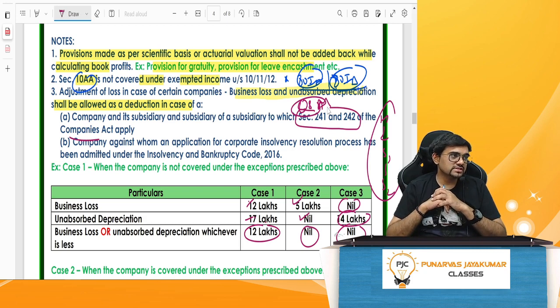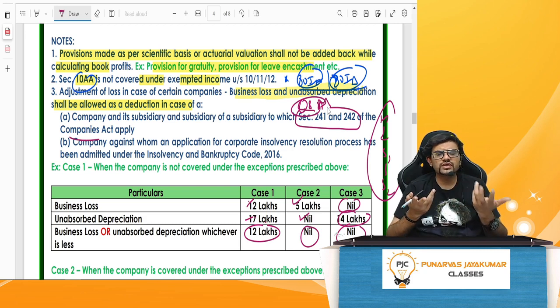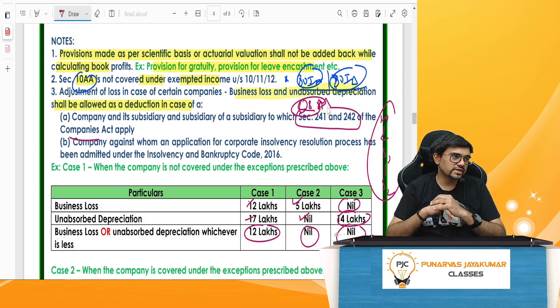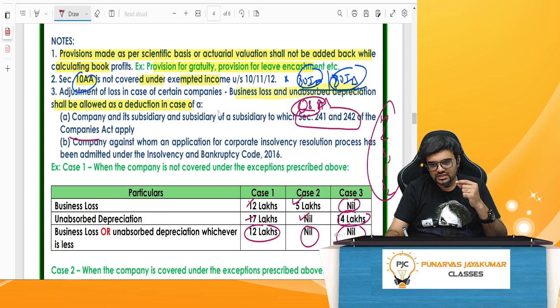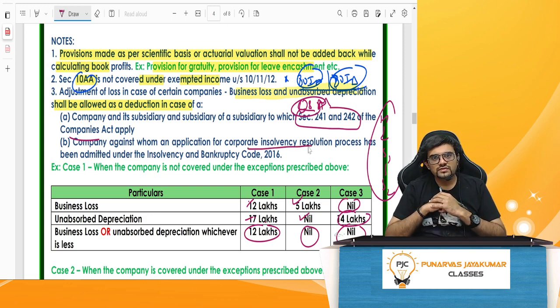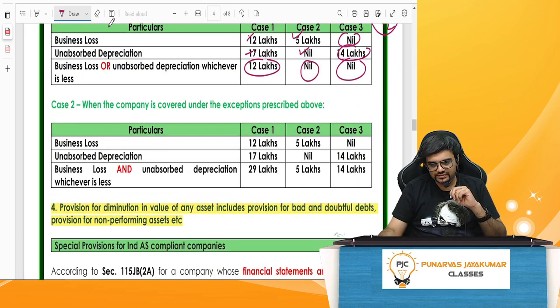So that be the case for MAT. First of all, the company is going under loss. If I just subtract depreciation or unabsorbed or loss, it will be a problem. So they said both you can subtract, no problem. Second, if the company is going through IBC, Insolvency and Bankruptcy Code, they have applied for something called as CIRP, Corporate Insolvency Resolution Process. That be the case. In both these cases, what will be allowed, guys? Business loss as well as unabsorbed depreciation. So here, the company has got under exception. So what? 12 plus 17, 29. 5 plus 0, 5. 0 plus 14, 14.